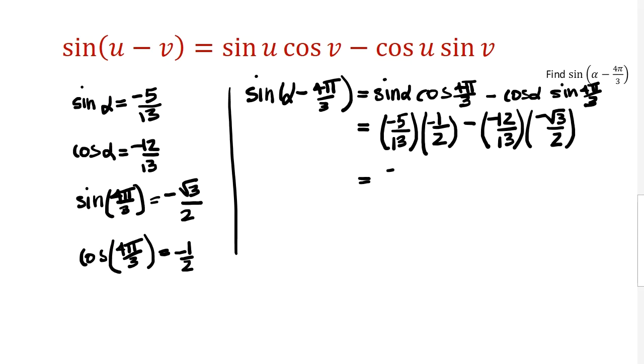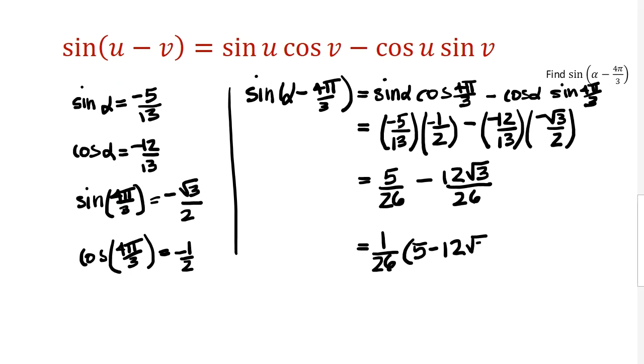So that's going to become 5 over 26. 3 negatives together are going to give me 1 negative, so that's minus 12 times the square root of 3 over 26. And I can just factor out 1/26, and that's 5 minus 12 times the square root of 3, and that completes my problem.